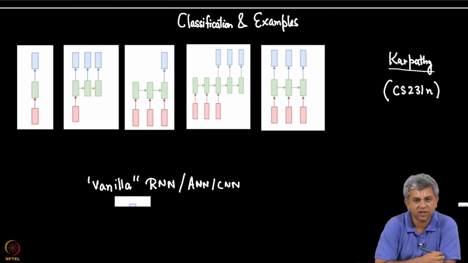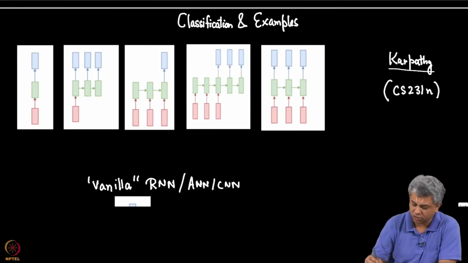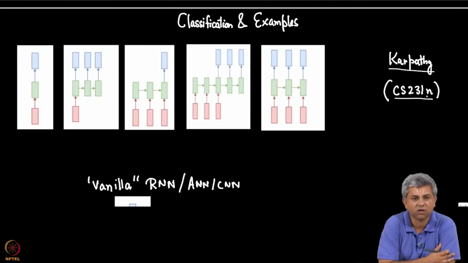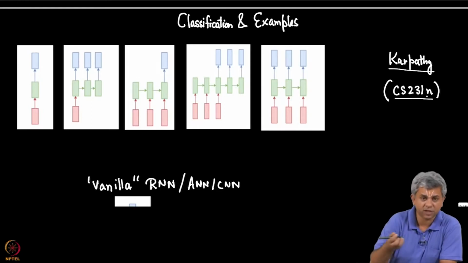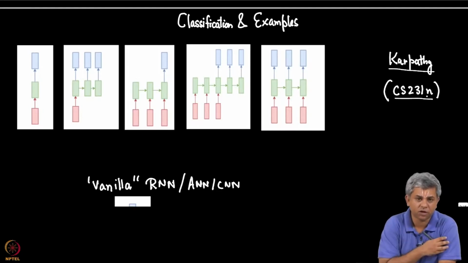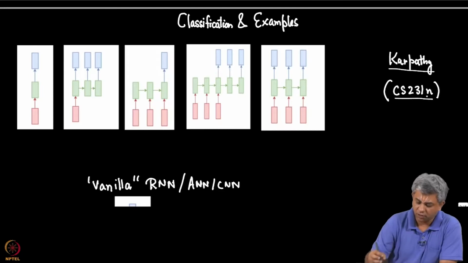Andrej Karpathy has written a very nice blog post. Also there is a course called CS231N, which is called Convolutional Neural Networks, but it does discuss basics of RNNs as well as CNNs. So, this idea is actually borrowed from Andrej Karpathy's very nice blog post, which we will post on our website also. It is called the unreasonable effectiveness of RNNs.